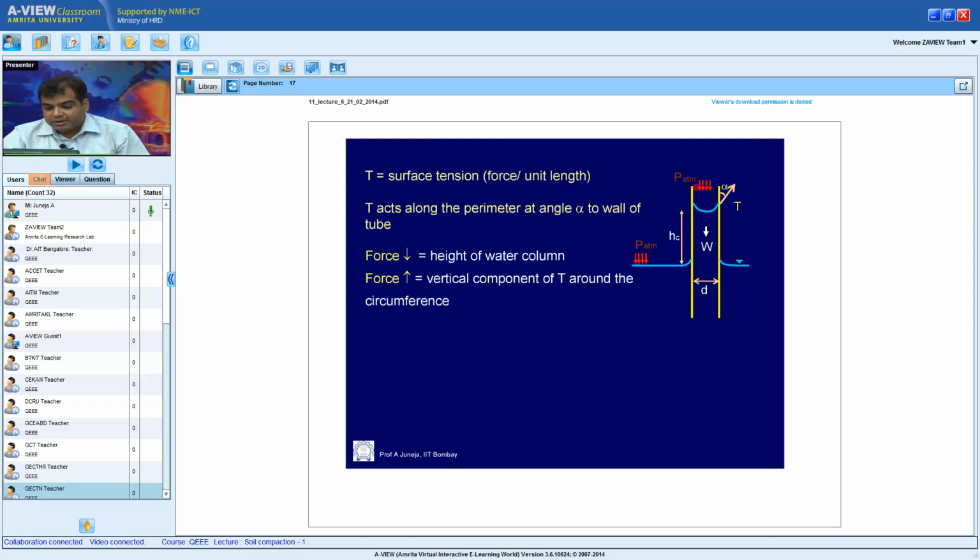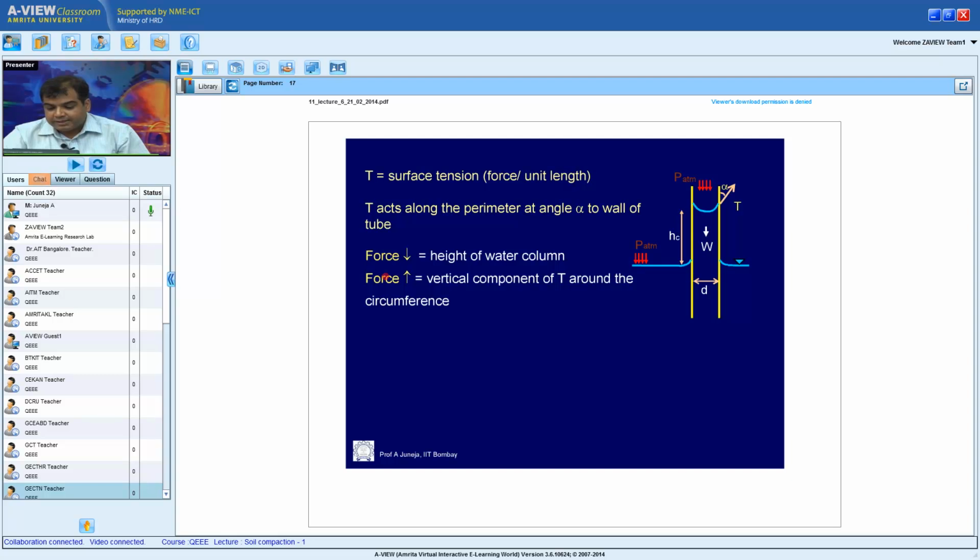P atmosphere is the atmospheric pressure which acts from the top. T is the surface tension. So surface tension normally acts at an angle. Let's say this angle is alpha, and the units of T, I hope you're aware, is force per unit length. That's the surface tension.